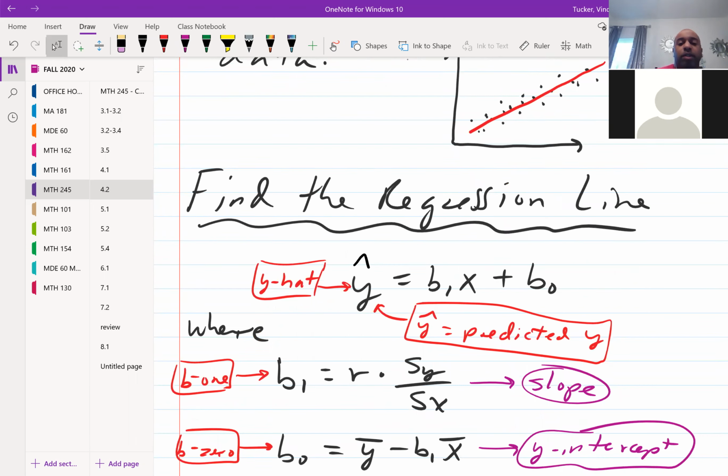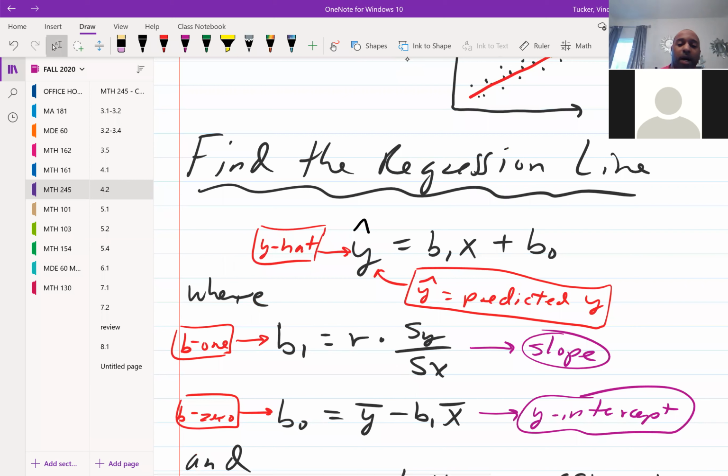So b1 is going to be calculated by r, which is our correlation coefficient, times s sub y over s sub x. And we'll see what those mean in a second. B naught or B0 is going to be y bar minus B1 times x bar. So notice you do have to find B1 first in order to find B0, because B1 is right here in the equation of B0. Also take note that B1 is our slope and B0 is our y-intercept. So that's something that I'm pretty sure my math lab asked.